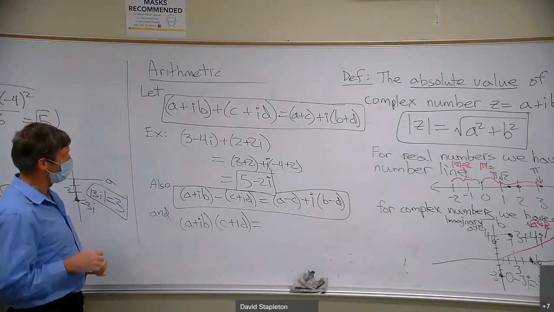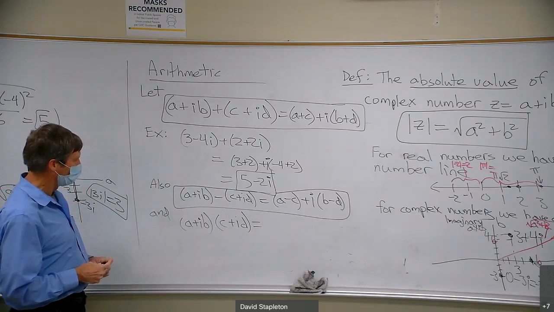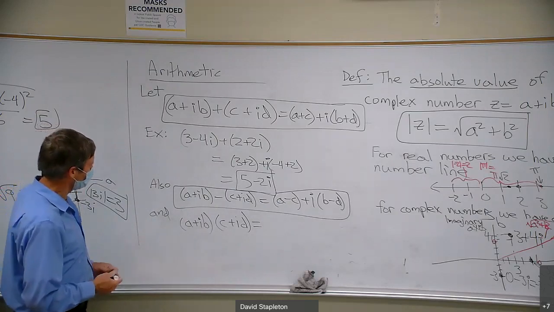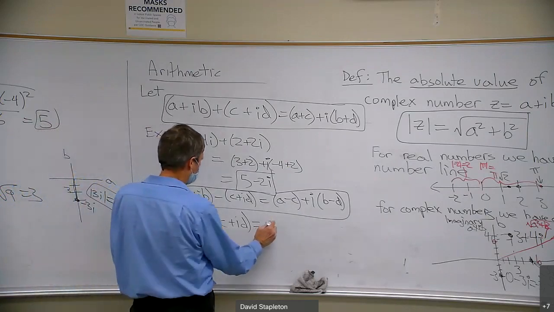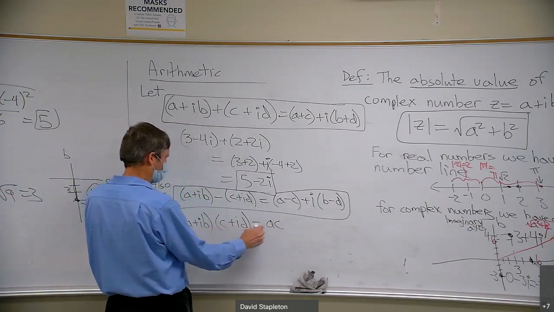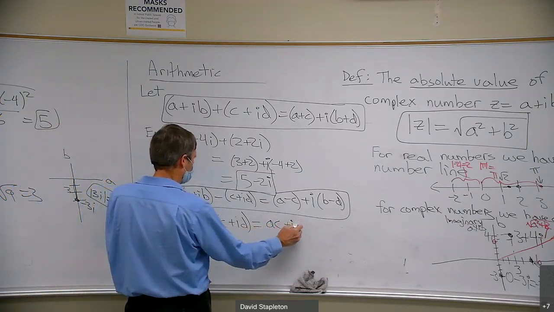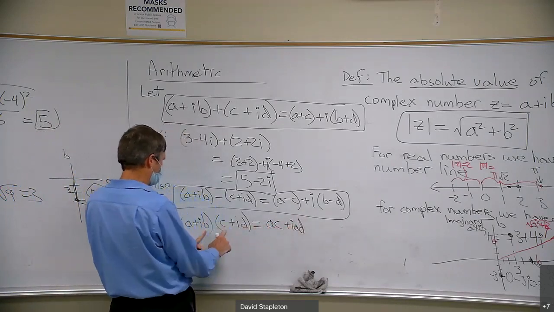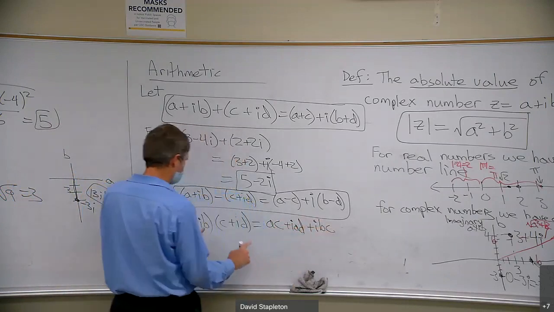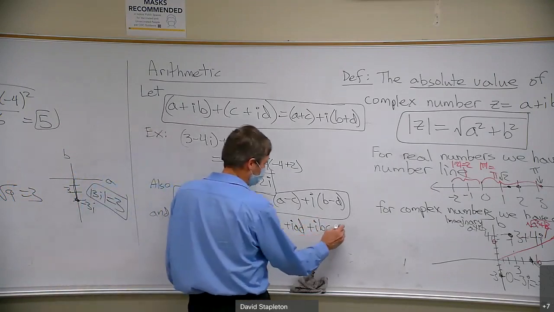What we should do is FOIL. That will be consistent with real number arithmetic too, right? So let's try this. A plus IB times C plus ID. First, outside, this times this is A times C. Inside, I times AD. Plus this times this, I times BC. Plus this times this, I squared times BD.